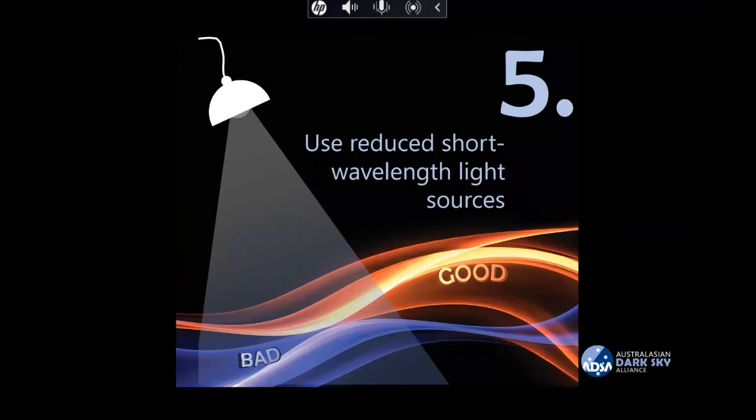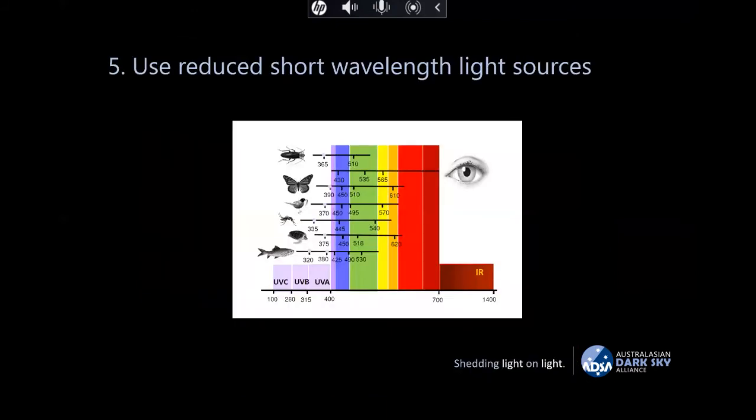Use reduced short wavelength light sources. Well, lights are made up of visible spectrums of light, and the short wavelengths are the ones at the left of the screen. They're the blues, the violets, and the ultraviolets. And the reason we really encourage people to get away from these light sources is that, as you can see by this graphical demonstration, they tend to have more of an impact on wildlife than the red end of the spectrum, the longer wavelengths.